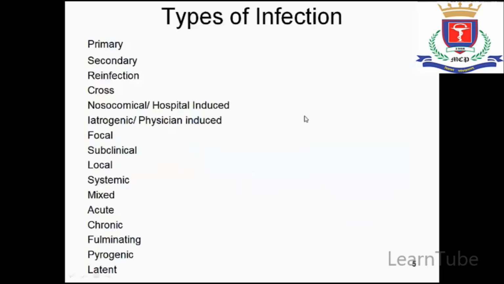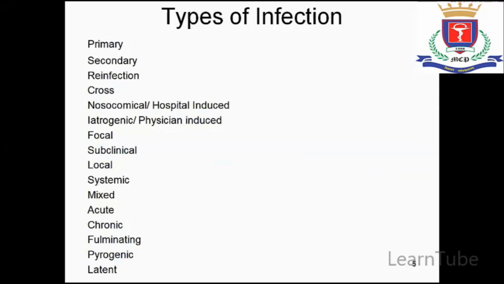Now here are the terms related to different types of infection. First is the primary infection. Primary infection is the infection where a person has been exposed to a particular pathogen for the first time, and that pathogen has caused a disease in that patient. So that is a primary infection.